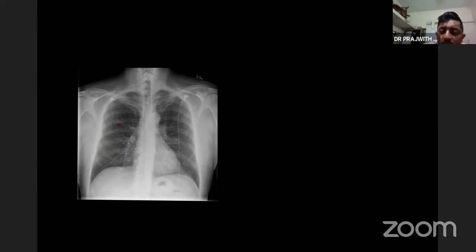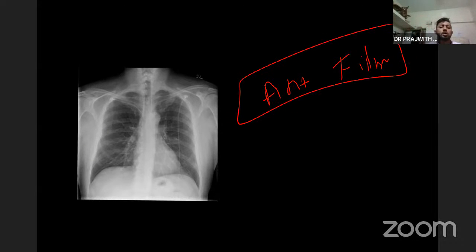I will explain this. It is because the anterior rib is closer to the film. Why is this happening? I'll be explaining it soon. Just be patient and listen to this.